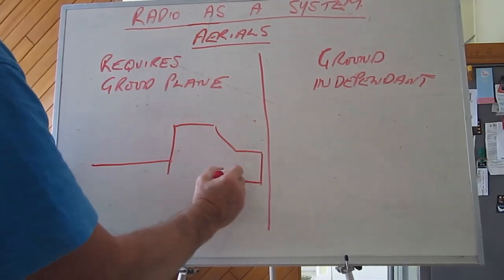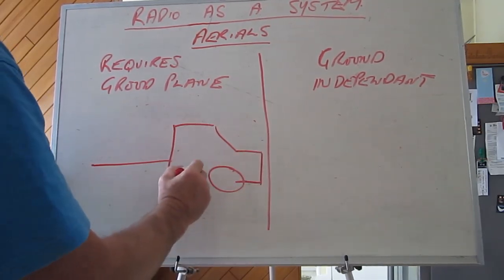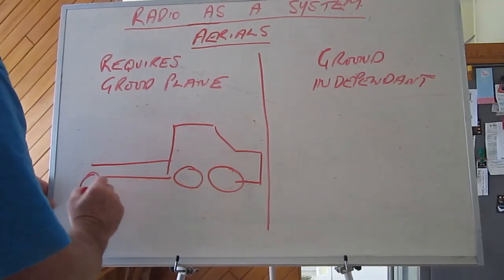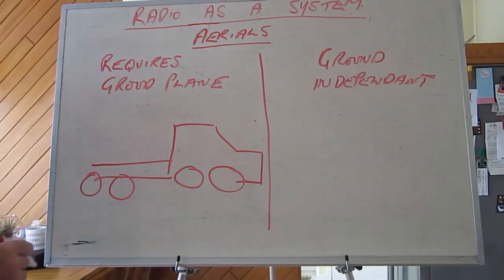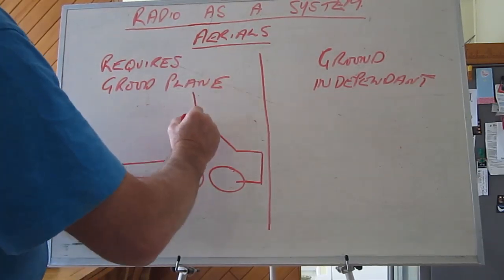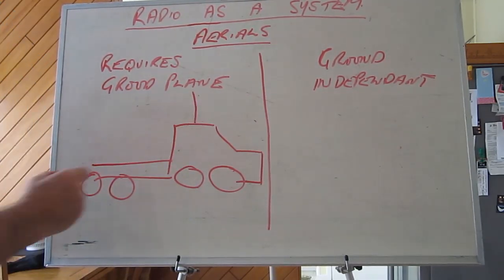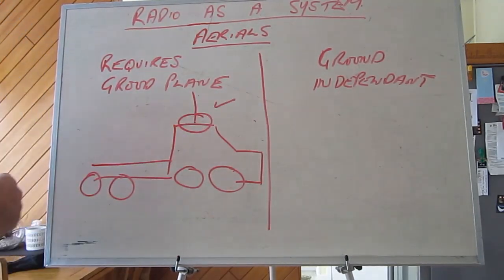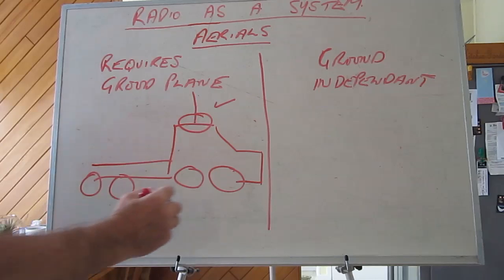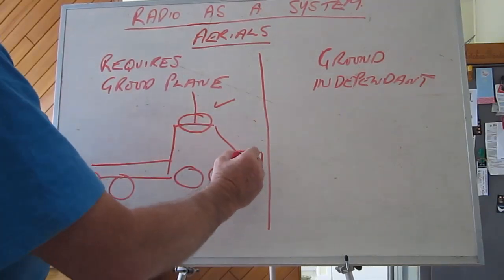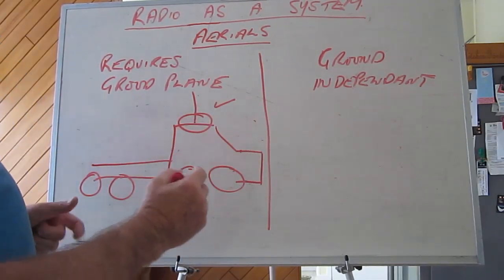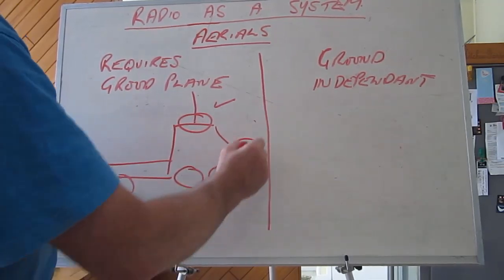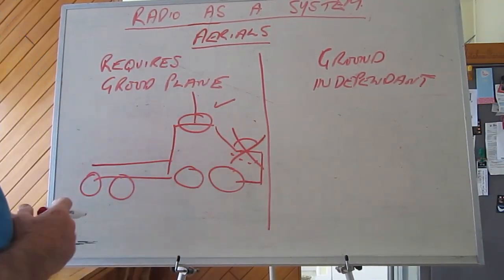And again, you'll have to excuse the terrible drawing. In the middle of the roof, we have a ground plane. That'll work okay. Out here on the bonnet, again, nine times out of ten, we only get a half a ground plane. So it's an inappropriate location.